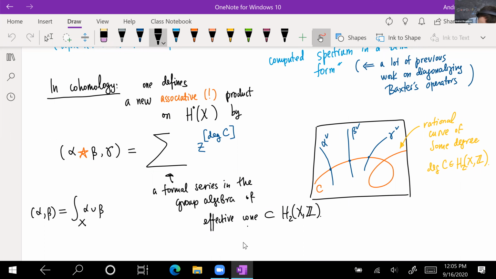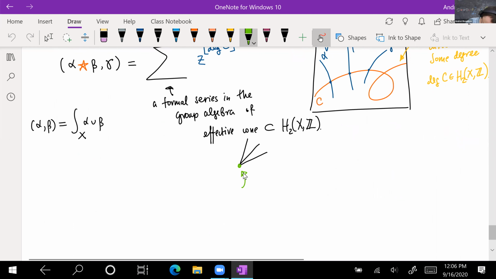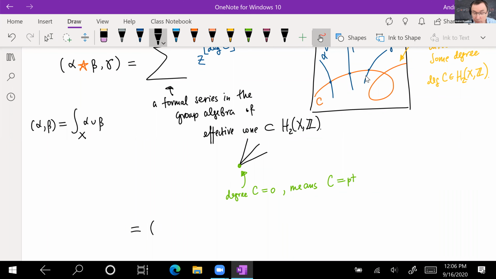So it's a cone, and the tip of that cone consists of curves of degree 0, which are points. When the degree of my curve is 0, C is a point, so this expression starts out by counting triple intersections, points that lie in the triple intersection of my cycles. That means my expression starts out with the cup product plus O of z.